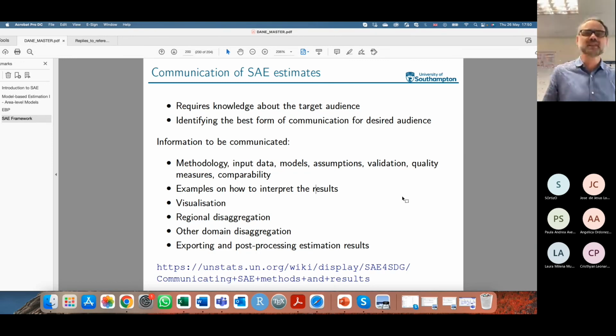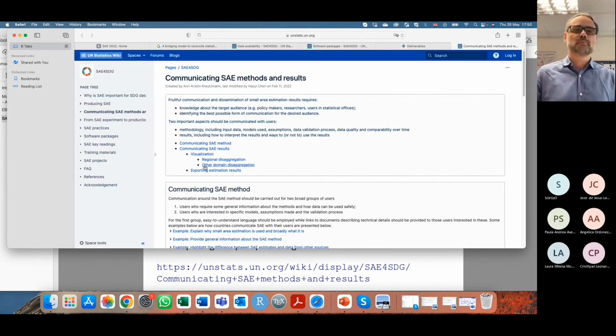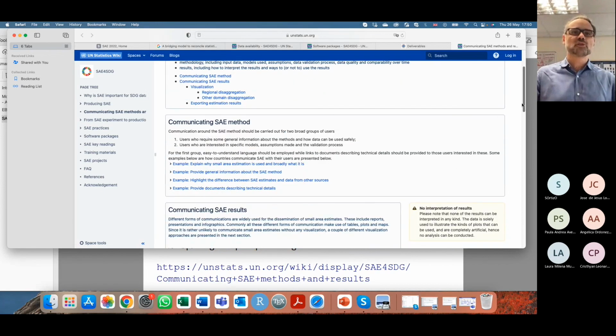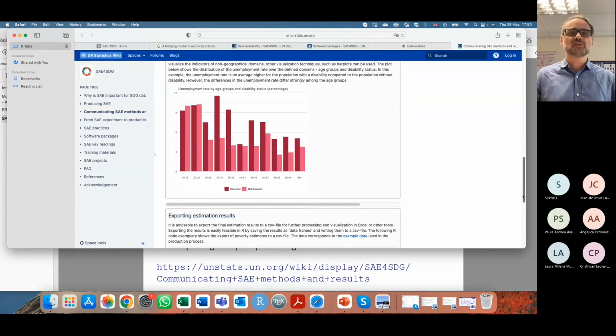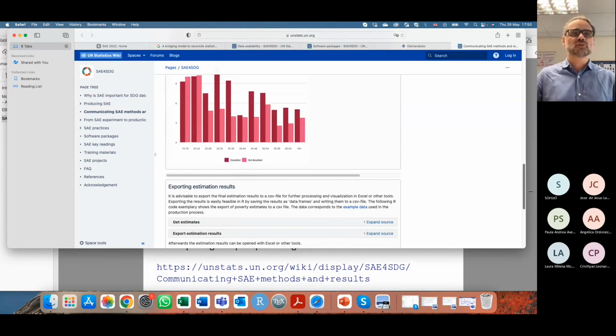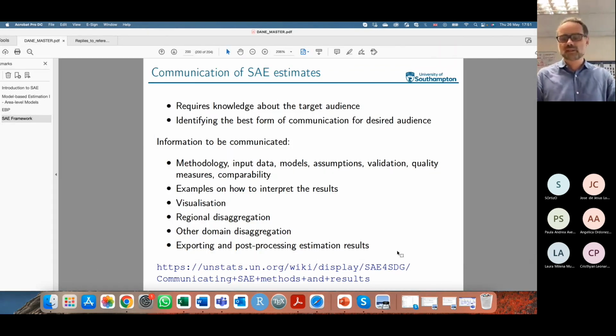Okay. Again, the UN has created a really nice platform, where it takes you through the communication of the small area methods and the results. It gives you examples about visualization, about other domain disaggregation, exporting the estimation results, and so on. So it's quite nice to read through this resource, because it may give you ideas, if you have not already done so, as to how to best communicate this.